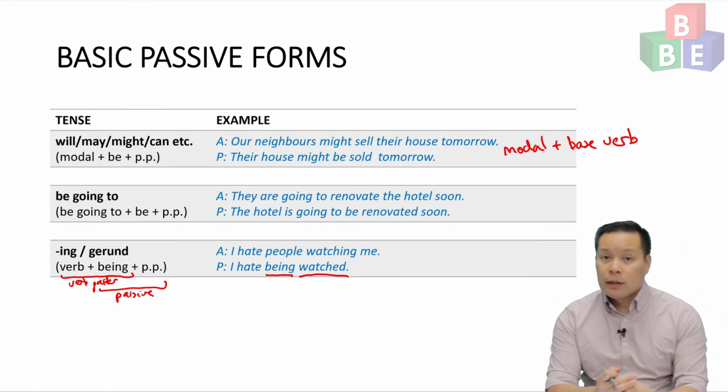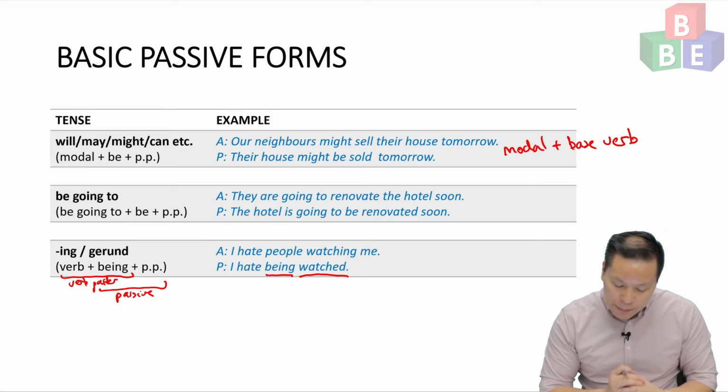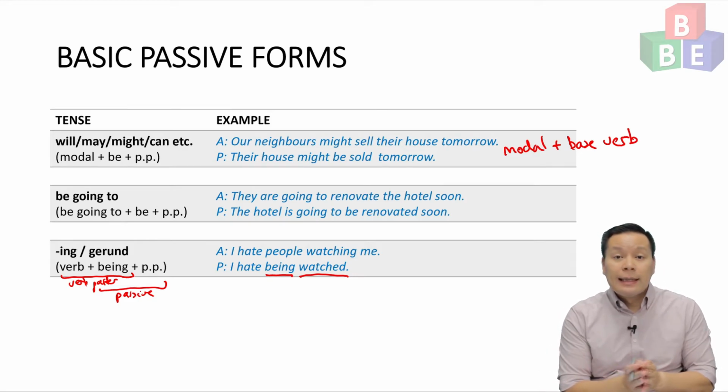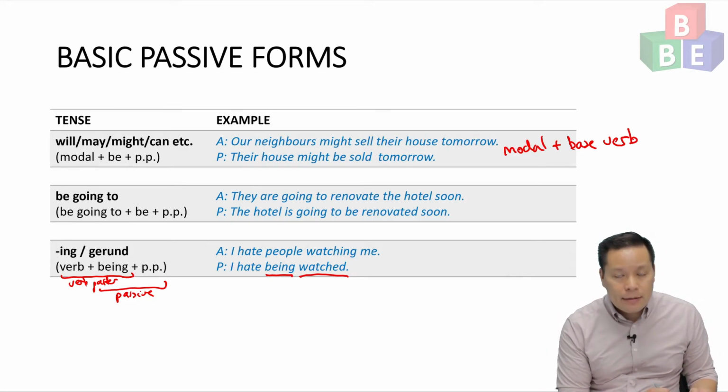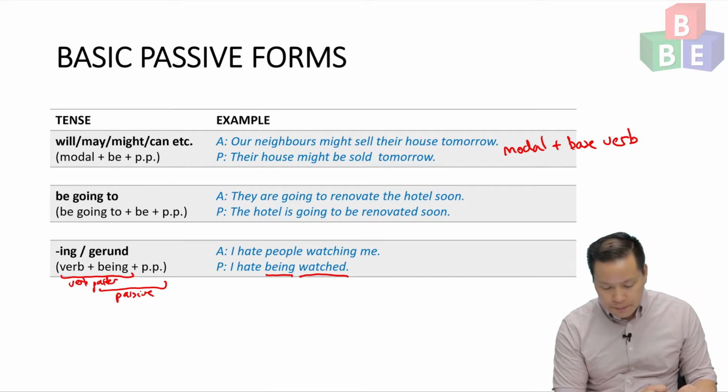These can be quite difficult to construct, and these are some of the least common uses of the passive. So you don't have to worry too much about these.